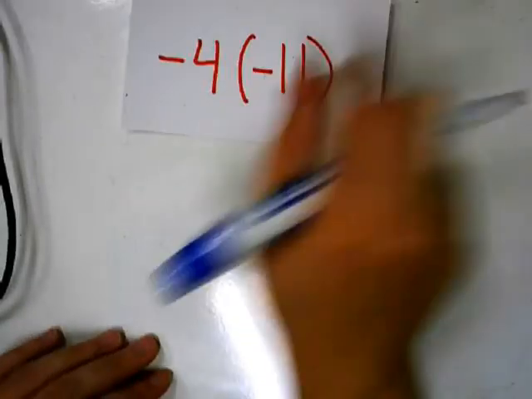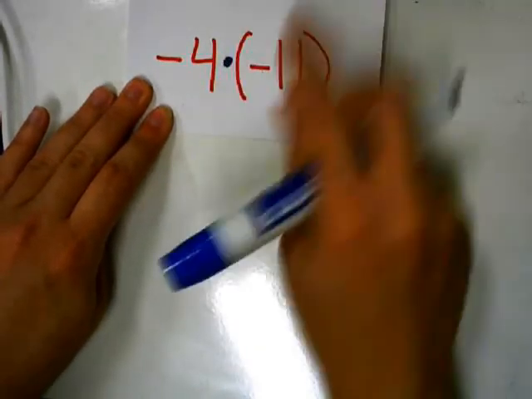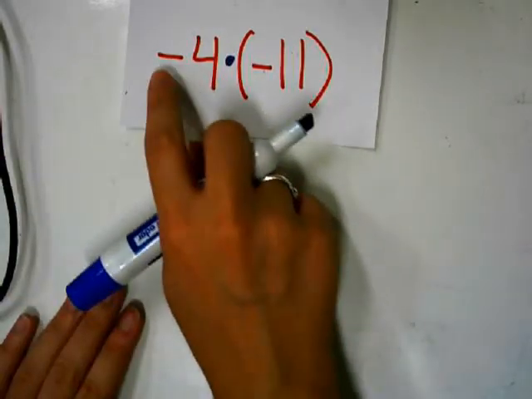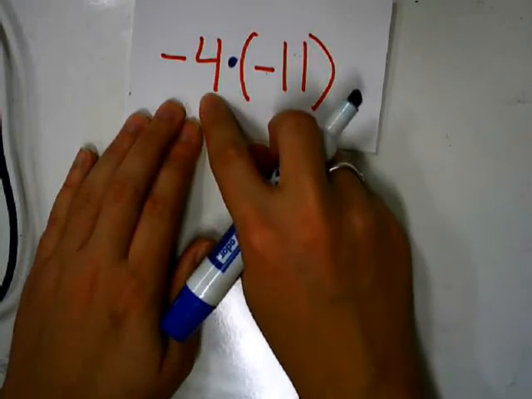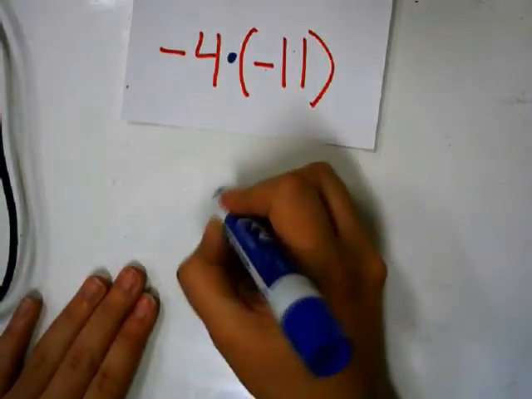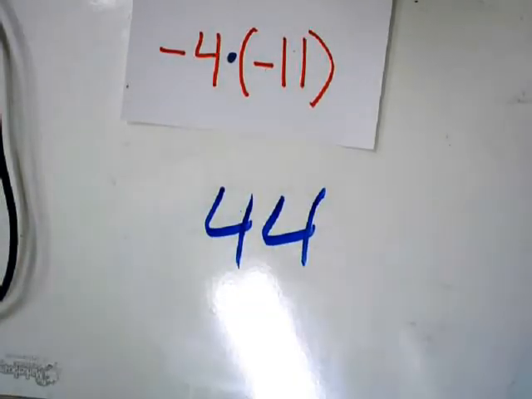Alright? Negative 4 times negative 11. The symbols are the same, so the answer is going to be a positive. And 4 times 11 is 44. So your answer is positive 44.